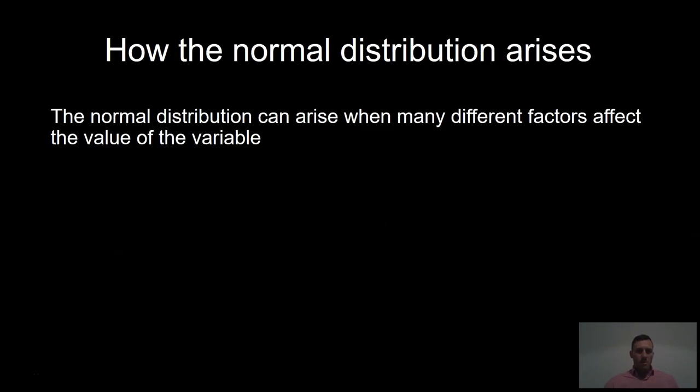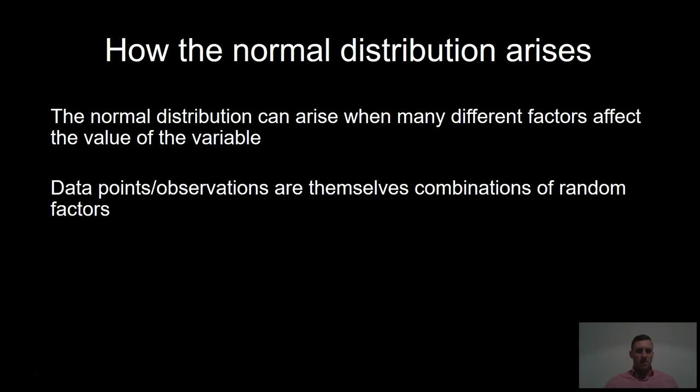The normal distribution can arise when many different factors affect the value of the variable. Data points or observations are themselves combinations of many random factors. Think of each observation or data value as a result of the interplay of a set of random independent factors. Each observation or data value is basically a result of the combined effect of independent factors pulling the observation higher or lower than the mean observation. The result is that most of the values will be centered around the mean, and there will be fewer values as they get further away from the mean.